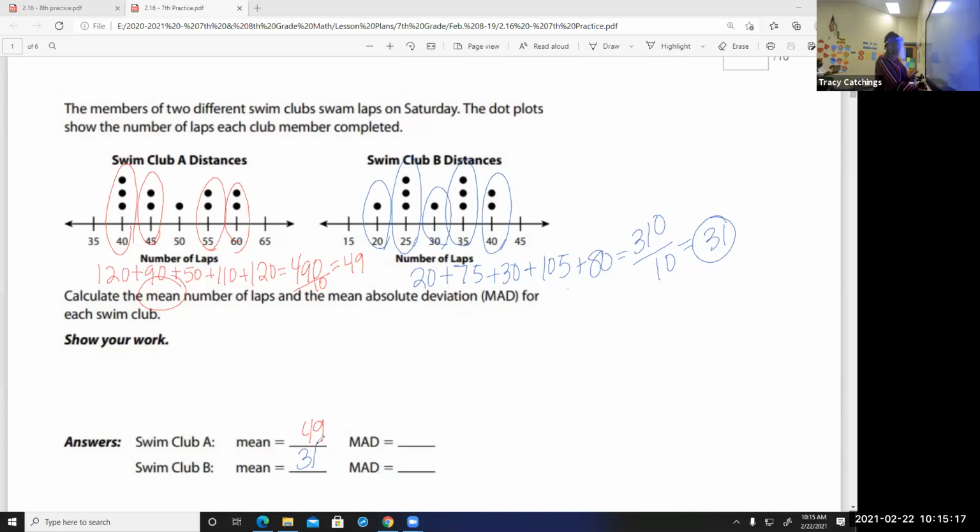All right, now we need to find the MAD of the two. The first step told us to find the mean. We've already found the mean. Now we need to ask ourselves, how far are each of these points from the mean? We'll start at A. So the mean was 49. How far is 40 from 49?